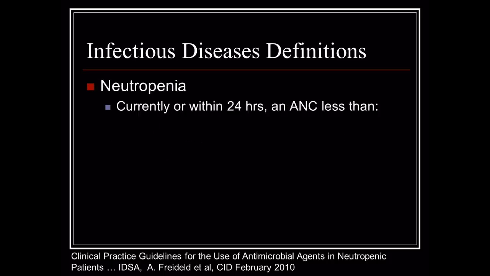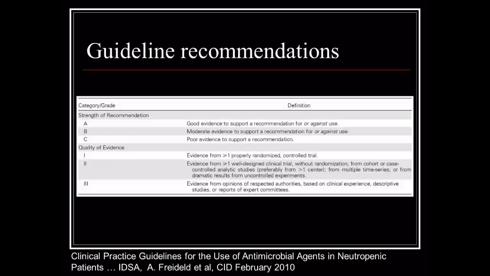Neutropenia is considered to be a neutrophil count less than blank within 24 hours, and it is 0.5 or 500 cells per millimeter cubed. Whenever you look at IDSA guidelines, especially, they're rated between strength of recommendation, A being the best, quality of evidence, 1 being best.